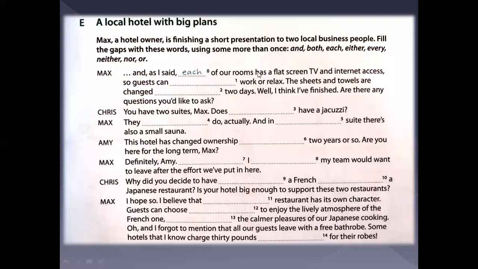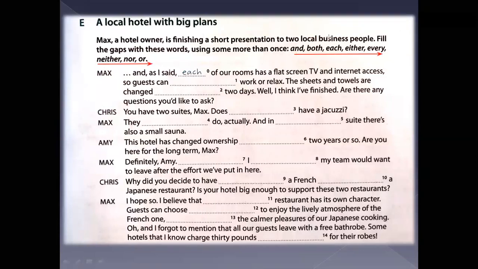Here are the gaps we're going to fill with one of those. Some of them you can use more than once, okay? And what are they going to be? Both, and, each, either, every, neither, or nor. He is going to check which one is exactly this. This is more precise, Joe.